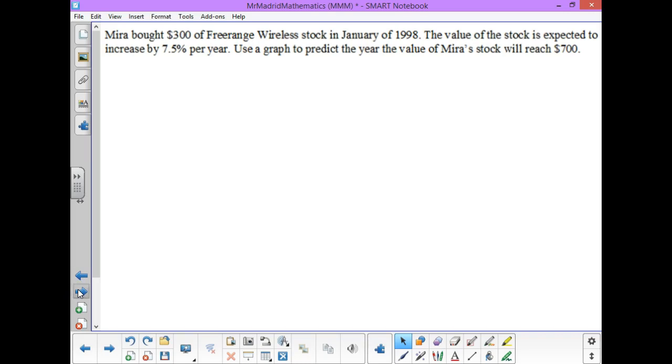This next one says Miro bought $300 of free range wireless stock. So FYI, we got some story problems coming. In January of 1998, the value of the stock is expected to increase by 7.5% per year. Use a graph to predict the year the value of Miro stock will reach $700. Alright, so let's kind of highlight some things here that are important. Right, the year is important, this 300, but the most important thing here for me is this whole increase.